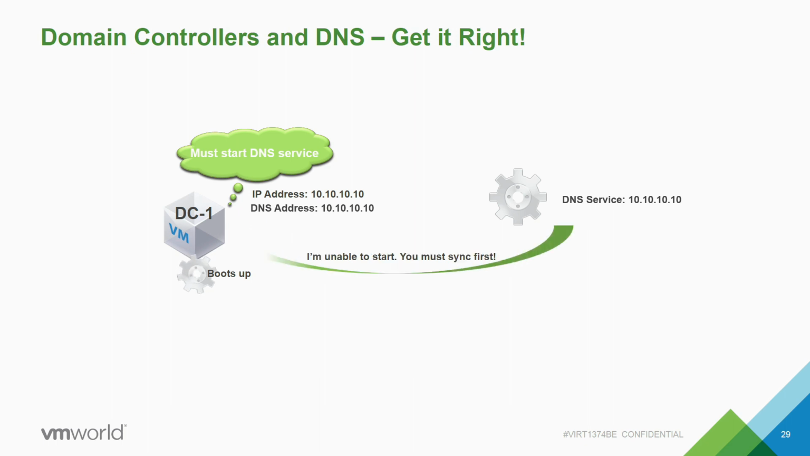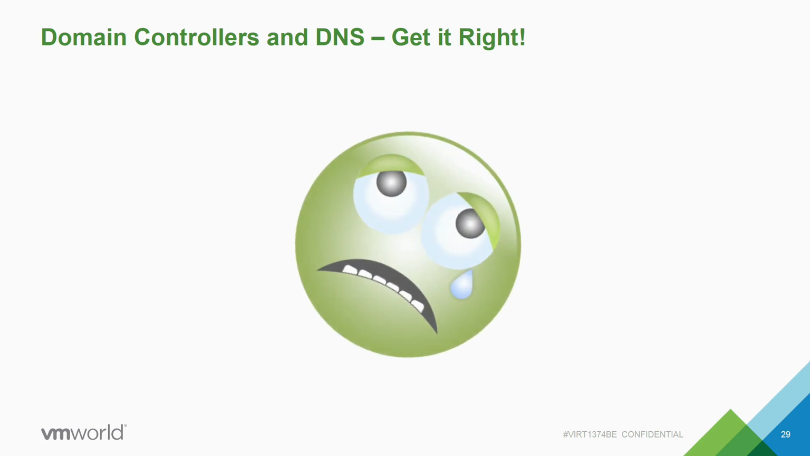And DNS comes back and says, you have to talk to DC2 first before I can start. All right, give me DC2. I can't give you DC2 because I haven't started. You understand this concept. Now, what's wrong here? This DC is pointing to itself only, and itself only, as its DNS server. It can't start its DNS. It can't do the initial replication. So this DC right here is sad.